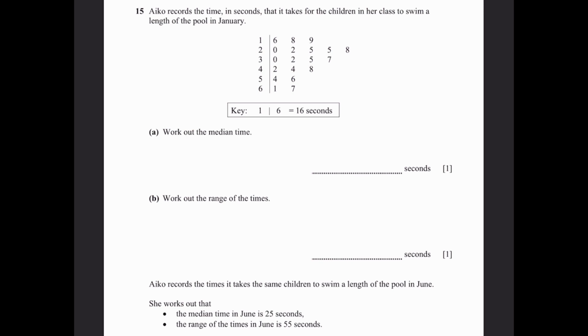First, totally there are 3, 8, 12, 15, 19 people in her class. There are 19 people in her class. The middle is equal to (19 plus 1) by 2, that's equal to 10. The median time is the 10th value. 1, 2, 3, 4, 5, 6, 7, 8, 9, 10. It's in the column with 3 tens and 2 units. So we have 32 seconds. B, work out the range. That's equal to 67 minus 16, as it is the biggest minus the smallest, which is equal to 51 seconds.